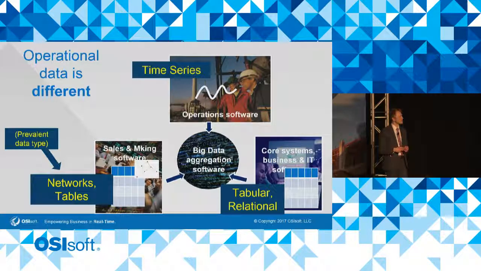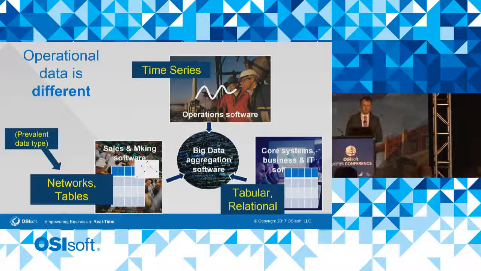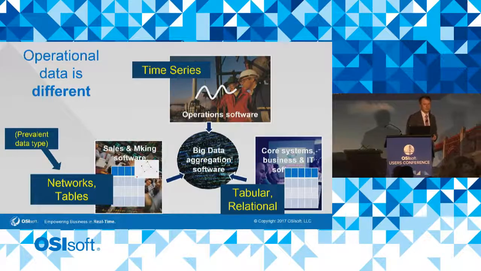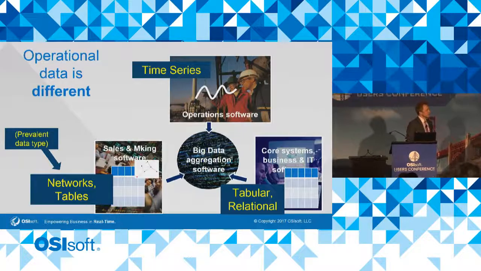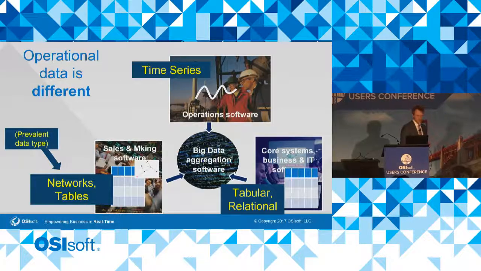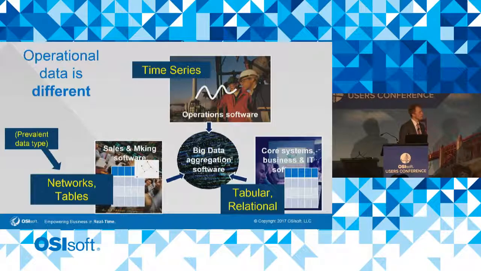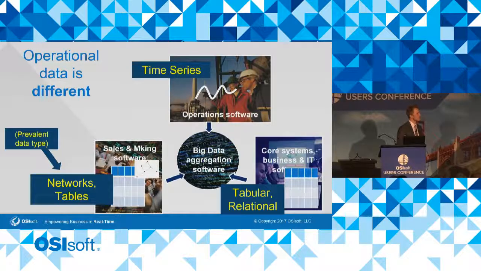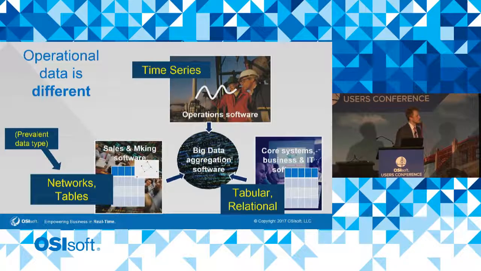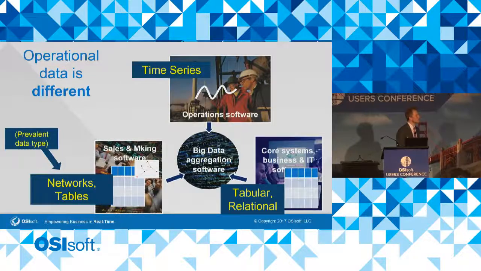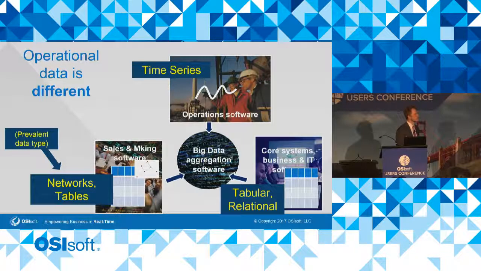And then operational data tends to be quite a bit different than these other two types of data. A lot of times with operations, we think of time series, and I'm sure you've heard that term a thousand times already today. But time series data is going to be a value with an associated timestamp. So it's a little bit different than the other two types of data in that it's coming in at very, very high volumes and also very high velocities. So a little bit of difference there.